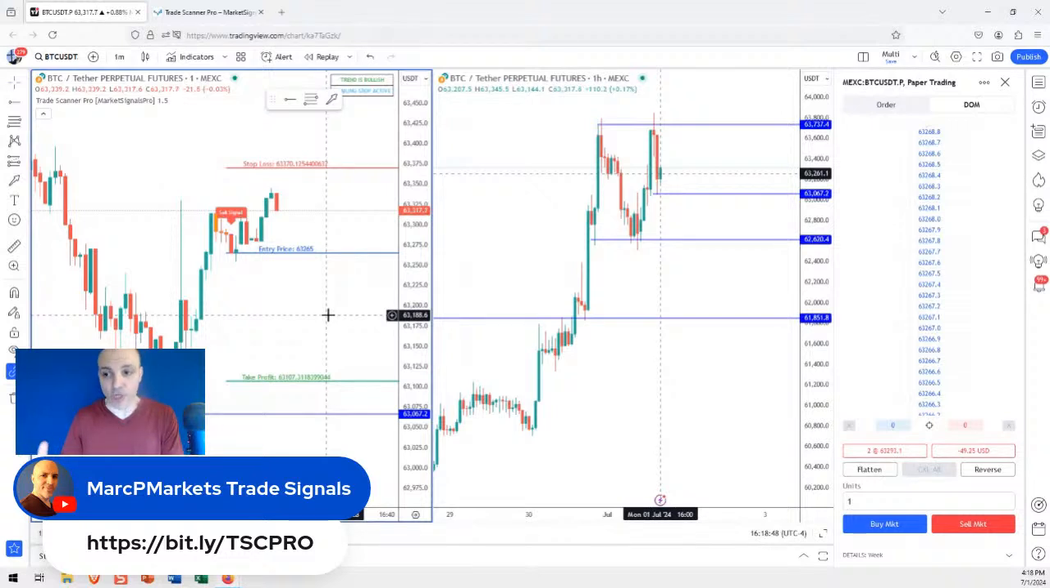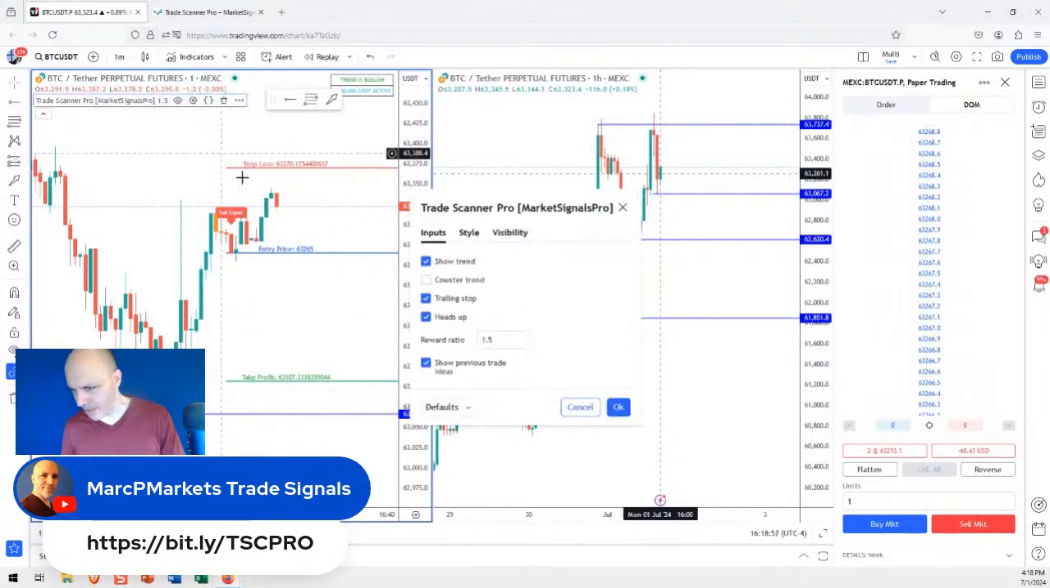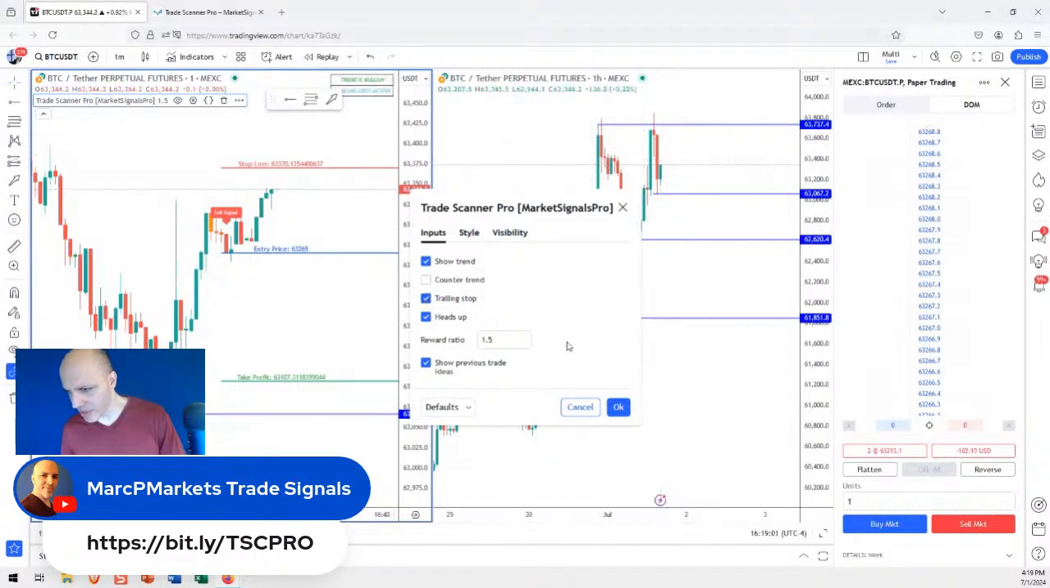That's the magic behind, if there's magic, that's the magic behind the TradeScanner Pro, because of the trailing stop, which we don't see right here. How come the trailing stop should be out by now? Where is it? Maybe I should turn it on and off.